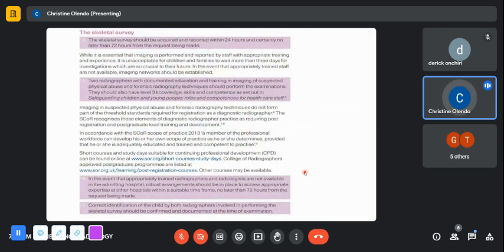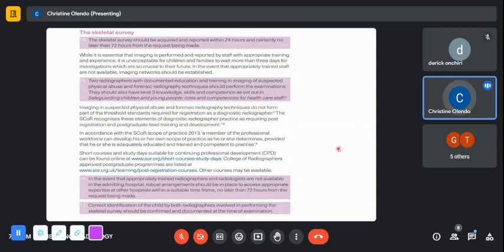The skeletal survey should be acquired and reported within 24 hours and not more than 72 hours from the request being made. Two radiographers with documented education and training in imaging of suspected physical abuse and forensic radiography techniques should perform the examination. They should have level 3 knowledge. That one I'll check what level 3 knowledge is and then I'll post.